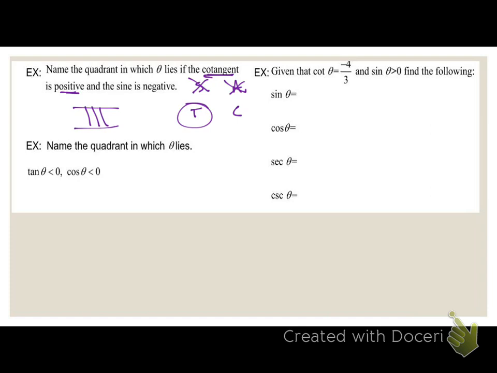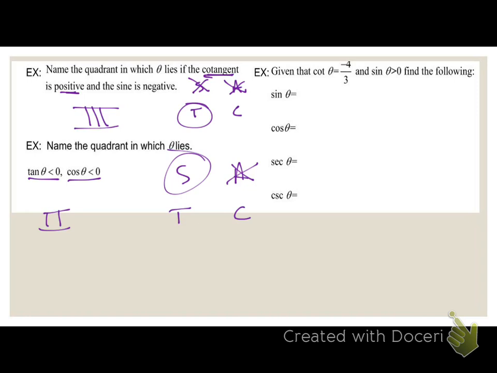Same thought process for the next one. Name the quadrant in which theta lies if tangent is negative and cosine is negative. So a smart trig class, well, since there are negative values here, then we can't be in quadrant 1. If tangent is negative and cosine is negative, that means the only one left to be positive is sine, and that puts us in quadrant 2. Okay, so we need to be able to think through that.